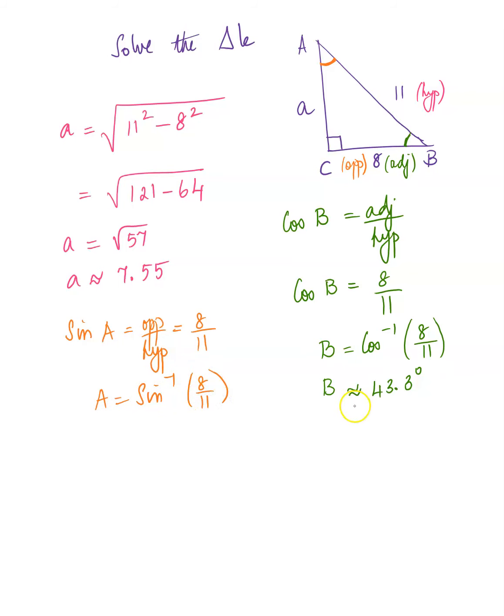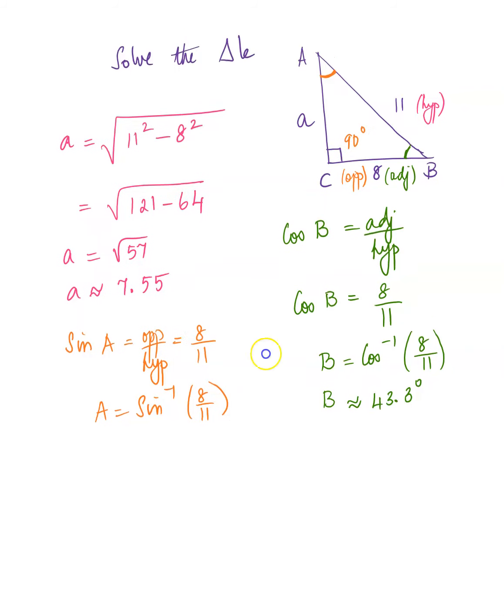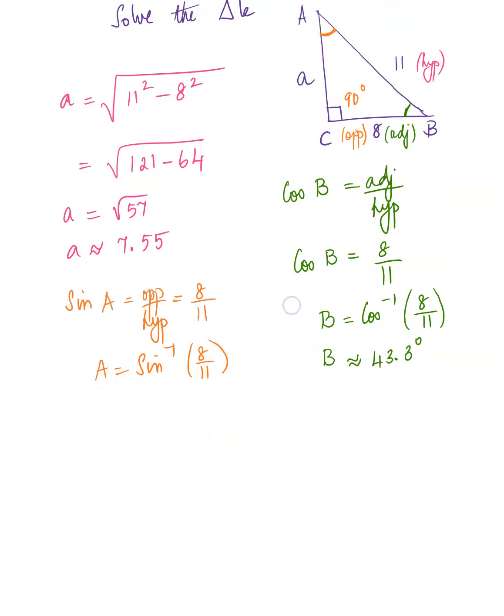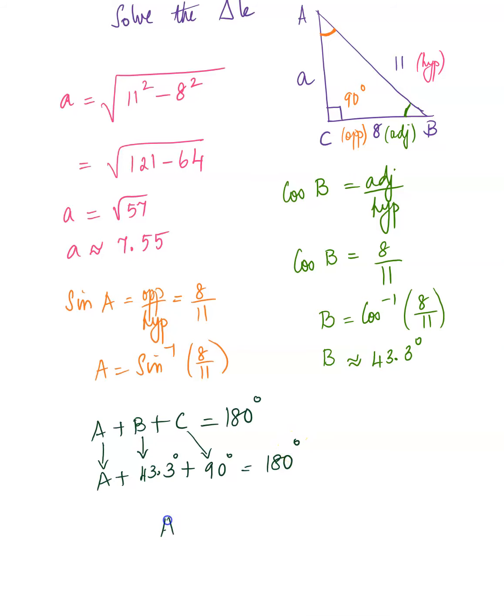However, if you've already found B, you know that this is already 90 degrees. So you don't have to do another trig function. All you have to do is remember that A plus B plus C, the angles, add up to 180. A is unknown. We just found B to be 43.3. And C is 90 degrees. From that, you can find A to be equal to 46 degrees.